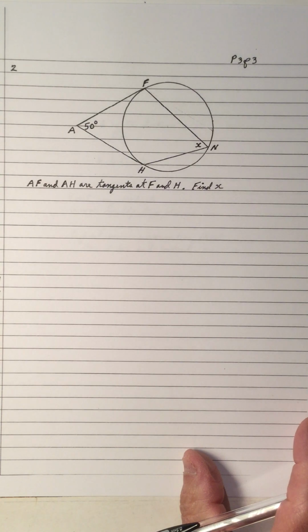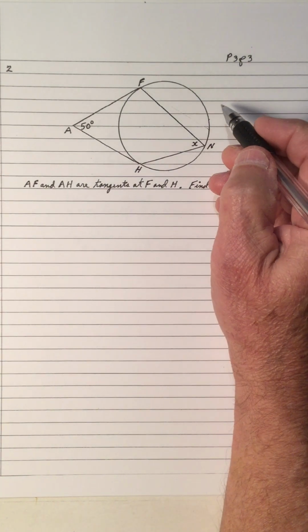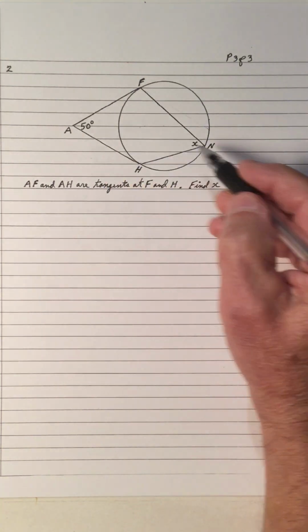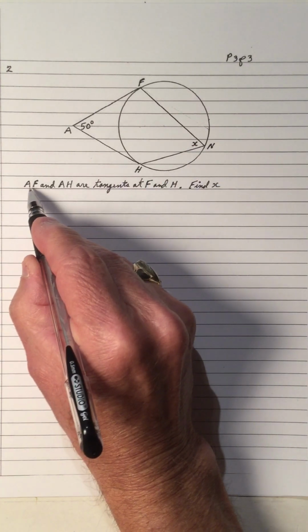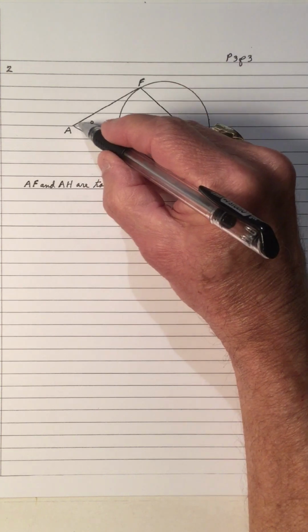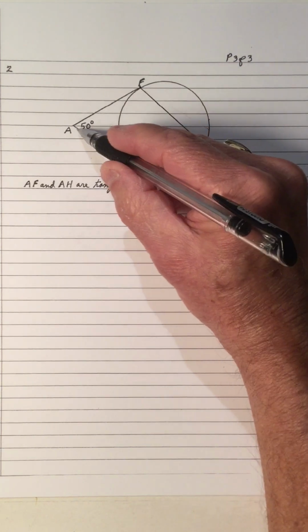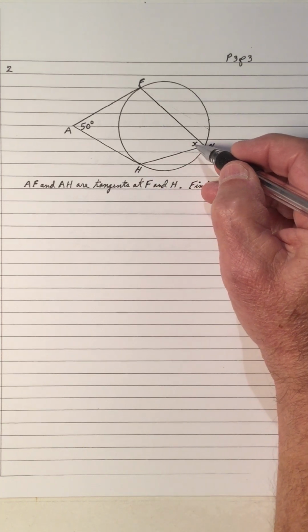Okay. Let's have a look at another one. We have a circle. This angle is 50. This angle is x. And it says that AF and AH are tangents, so that's tangent at F, and this is tangent at H. Find the value of x.